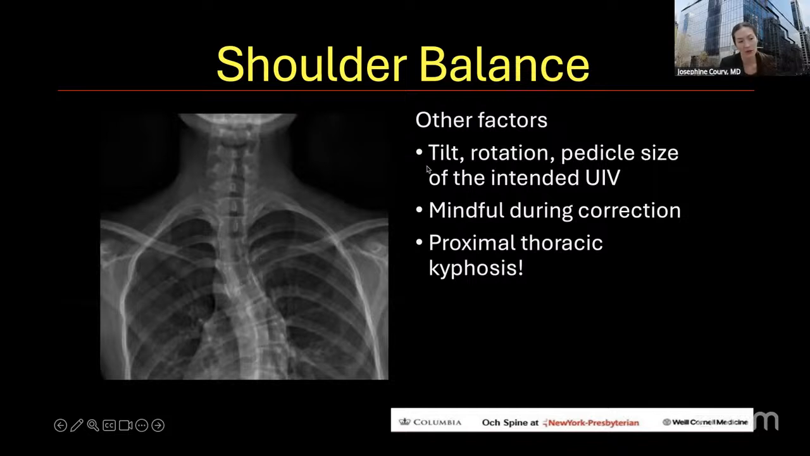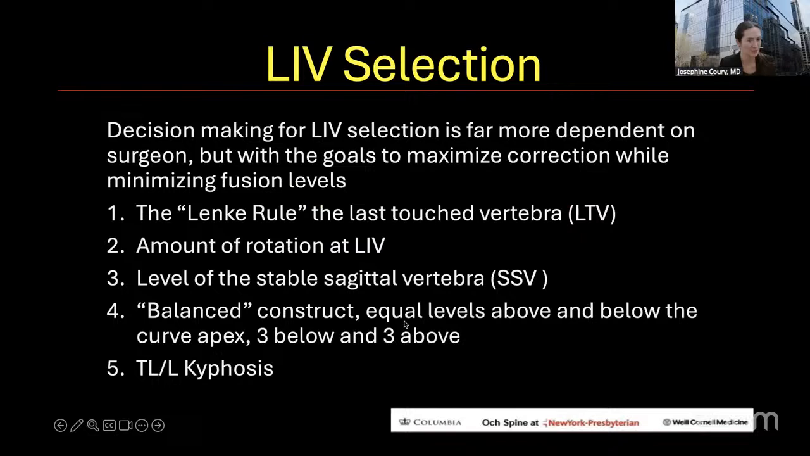So when you're planning your UIV, it's good to also scrutinize the tilt, rotation, and the pedicle sizes, and if you do disobey the shoulder rule, to be mindful of that during your correction. If your right shoulder is high, don't overcorrect and push up the right shoulder even more. And again, always pay attention to the proximal thoracic kyphosis.